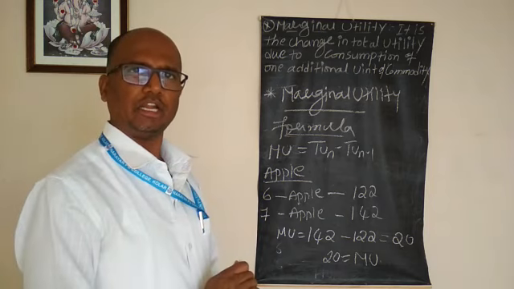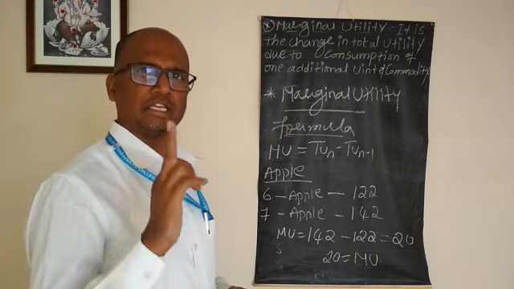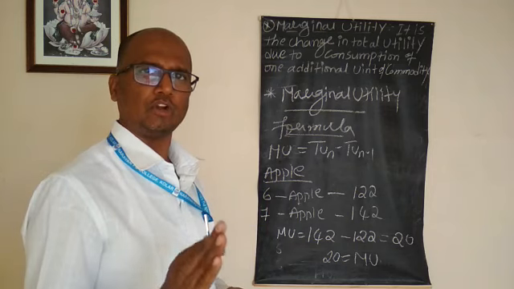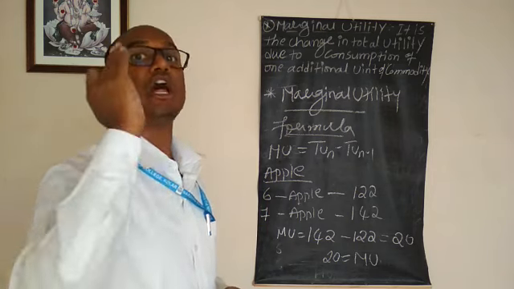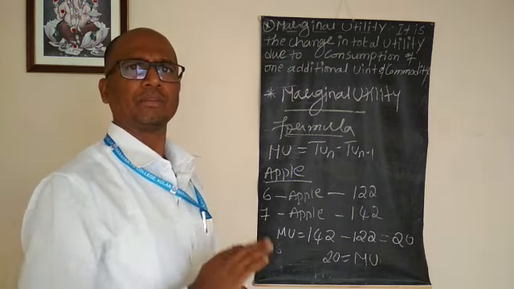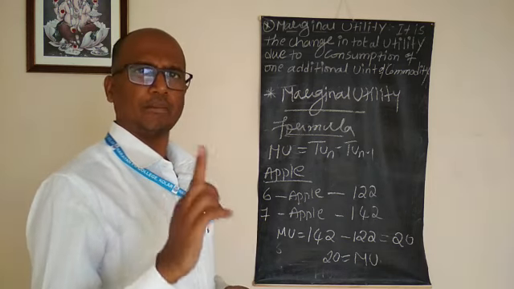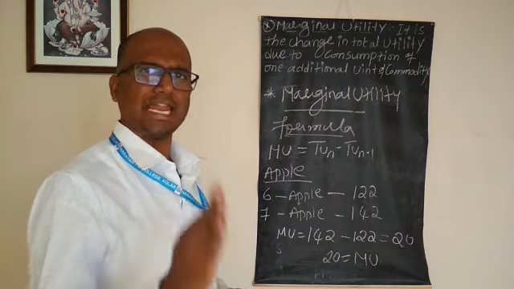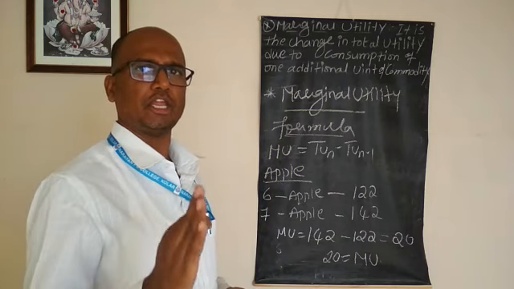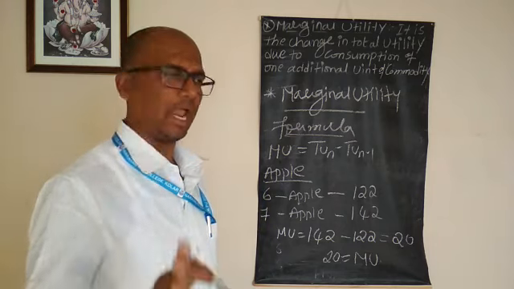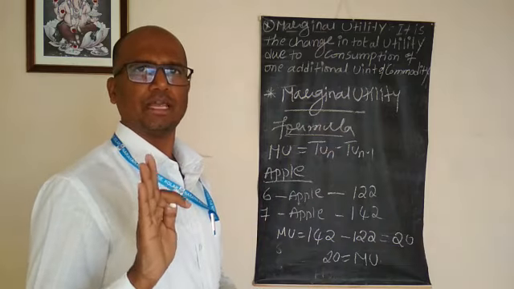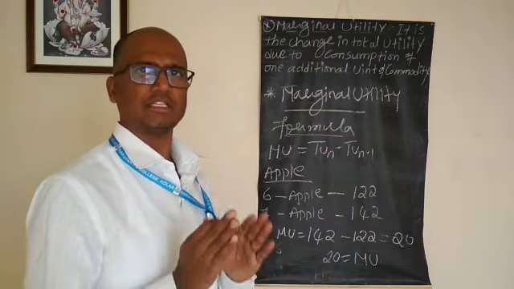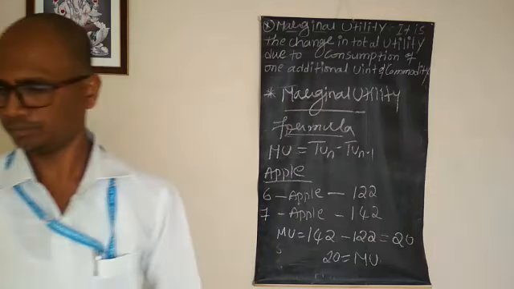Next, marginal utility means the change in the total utility by the consumption of an additional unit of the commodity. Equation: MU is equal to TUN minus TUN minus 1, as I wrote on the board. I explained clearly with examples. In the next class we will discuss the remaining topics.